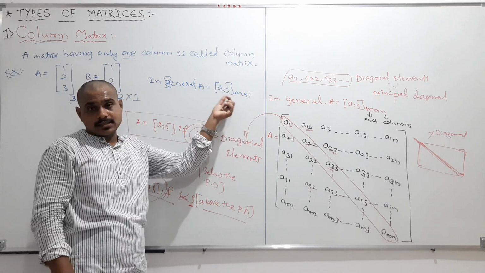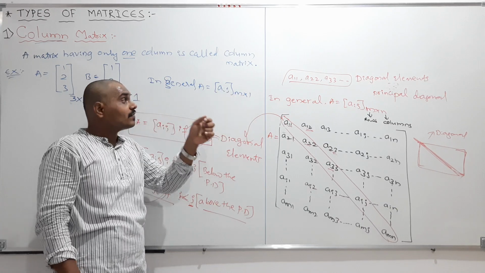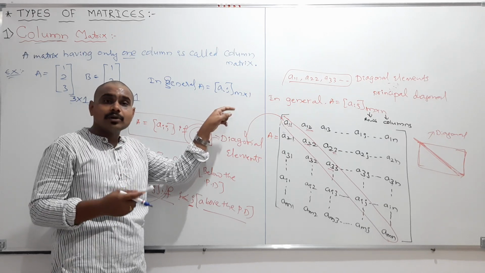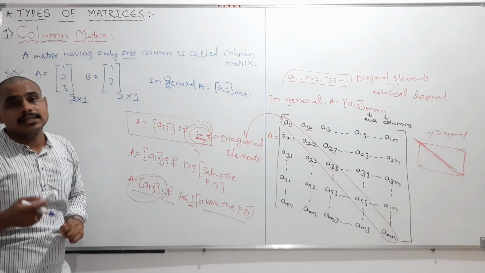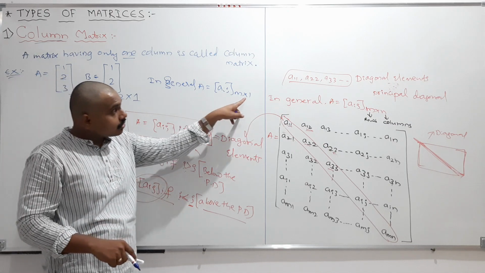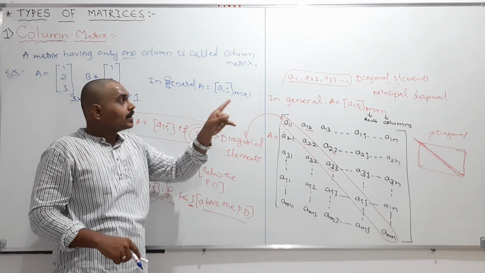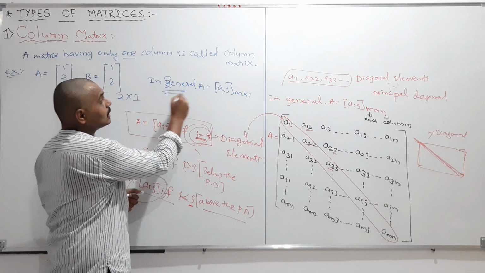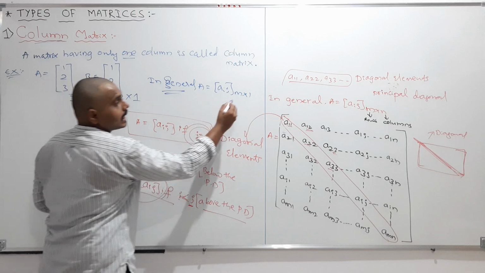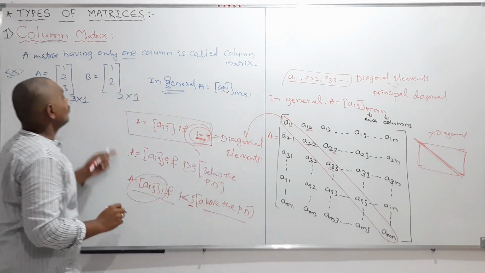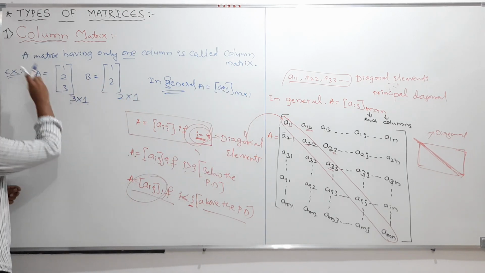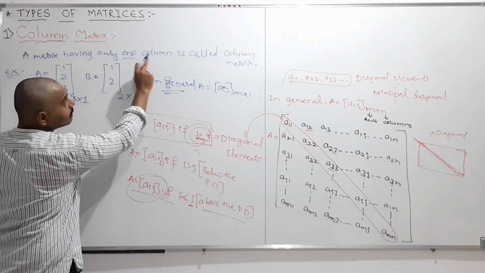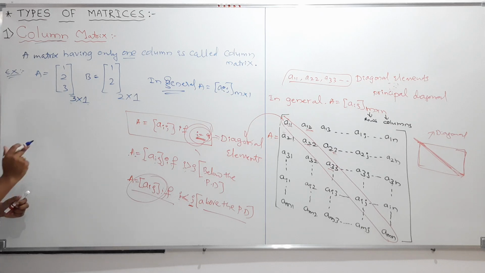This is the matrix I am taking generally. If the matrix has m rows, only the rows may change, depending upon the situation or the given context. But the column must always be 1 only. So I am writing in general the column matrix order is m cross 1. These are the examples for the column matrix. So what is the definition here? It is a matrix having only one column is called the column matrix.